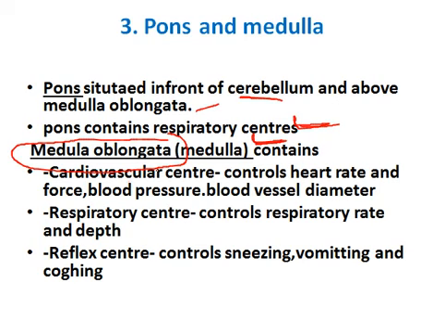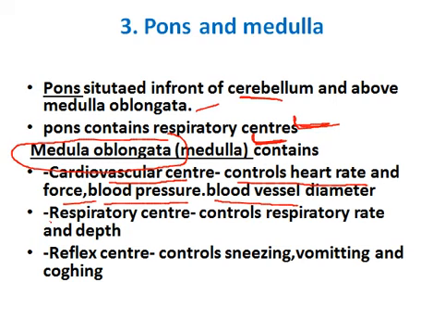Then in medulla oblongata you can see different types of centers. First one is cardiovascular center. Medulla oblongata is having the cardiovascular center, very important, because it will control your heart rate, its force, your blood pressure, and your blood vessel diameter, constriction or dilation. So cardiovascular center is in medulla oblongata, very important.